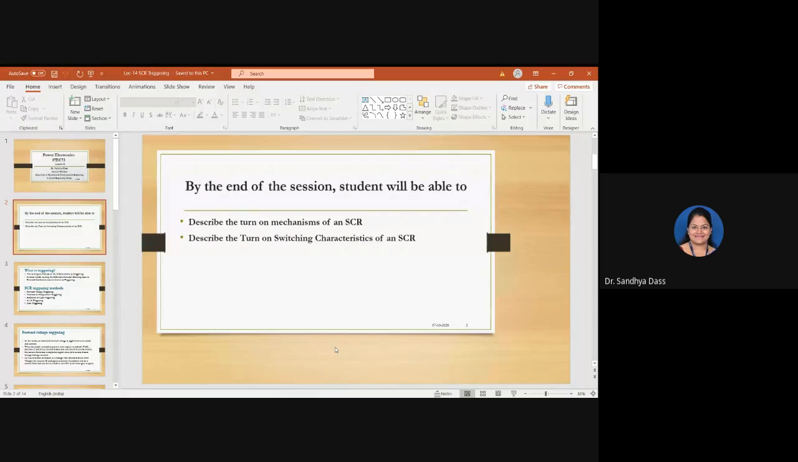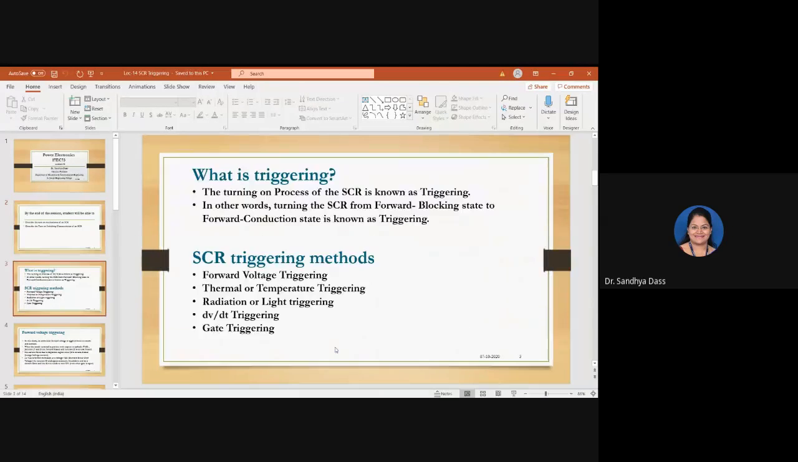So I said in this session we are discussing the turn-on mechanism, also called SCR triggering. Okay. So what is triggering? Triggering is nothing but the process where you turn on the SCR. In simple words, if you are switching the SCR from forward blocking mode to forward conduction mode, that is nothing but triggering. And to turn on the SCR, we have the following different methods.